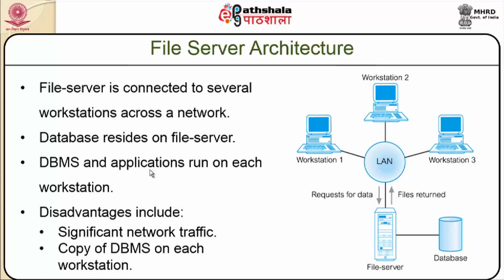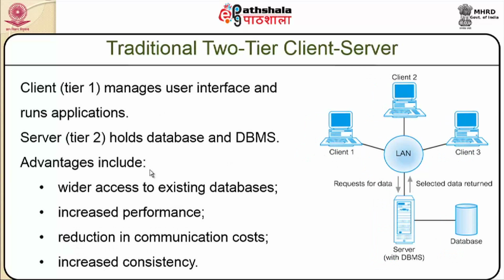The major disadvantages of this file server architecture are that there will be significant network traffic when requesting the same file server, and a copy of the database management system on each workstation has to be maintained for running its individual application. So, for these reasons we shifted to another architecture called the traditional two-tier client server architecture, where instead of workstations these machines are named clients, and through the same local area network these terminals are connected to a server which has the capability to manage by itself.